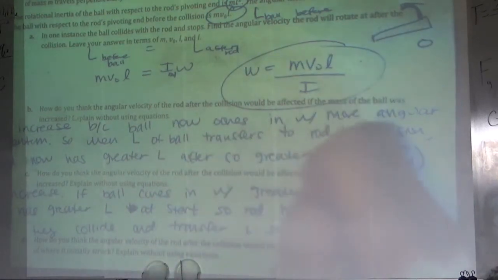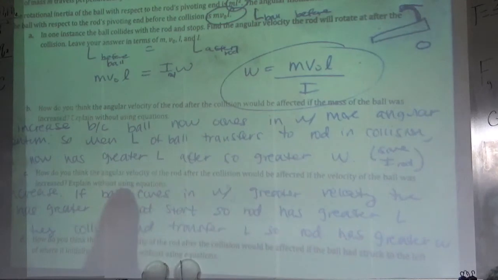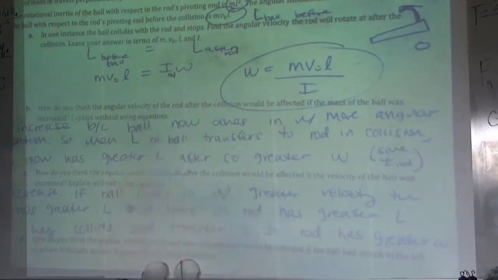So then the rod has a greater angular velocity. Basically the exact same reasoning. Greater velocity means greater L at the beginning, so then same as before from there.